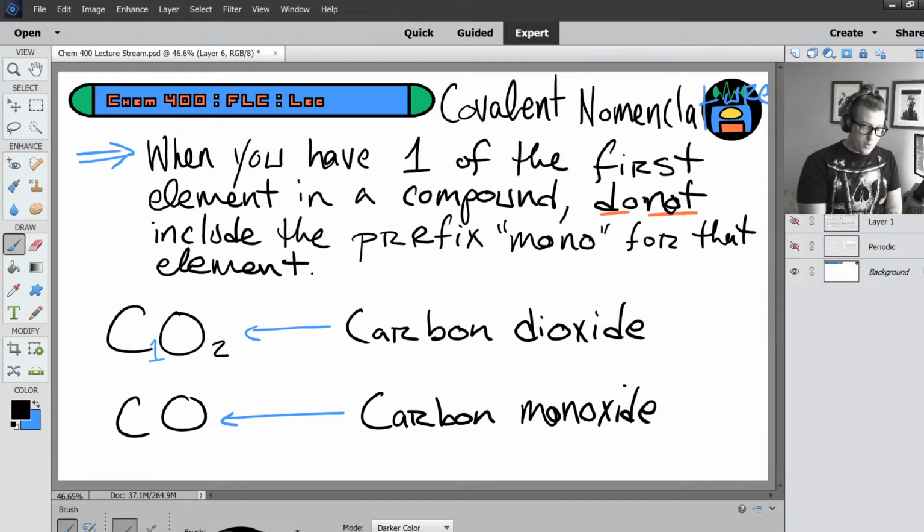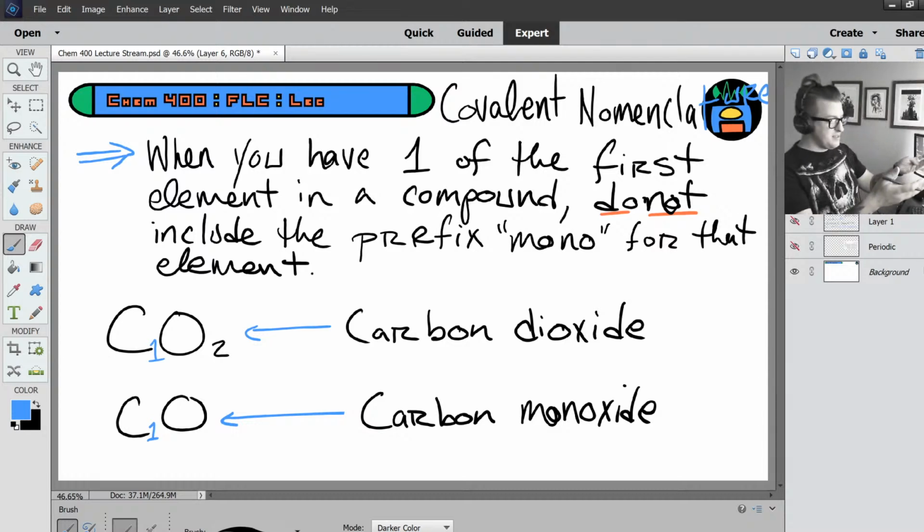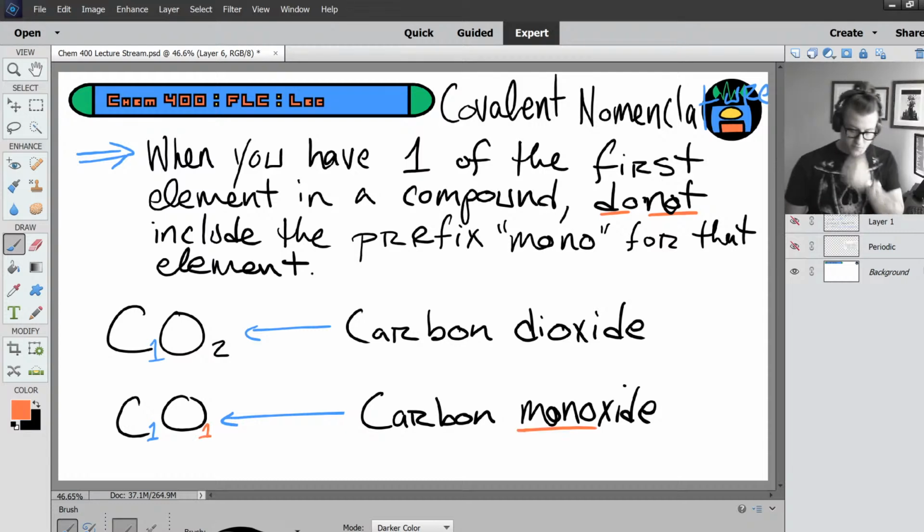All right. You already intuitively knew that you do not include the mono. You do not include the mono for the first element, carbon, but you do use the prefix mono for the second one, if there's only one. All right, so that's just the one wrinkle to keep in mind. If there's only one of the first element, it does not take the prefix mono. If there's one of the second element, it totally does. But fortunately, this weird naming idiosyncrasy, you already know.